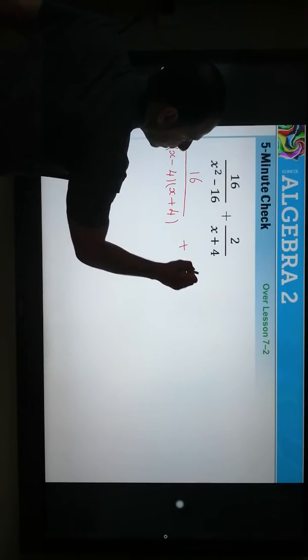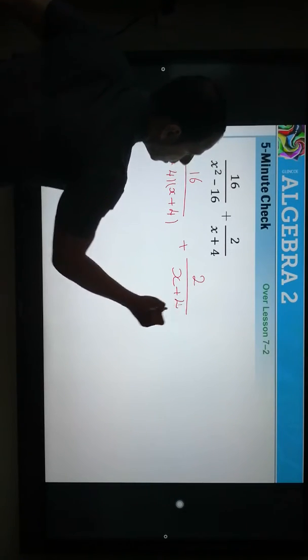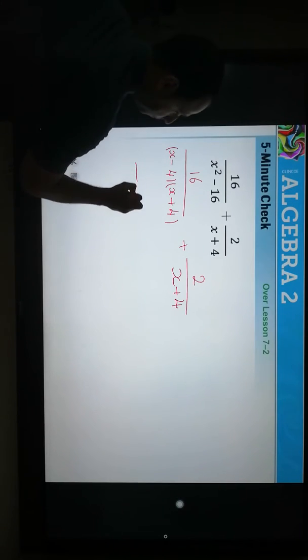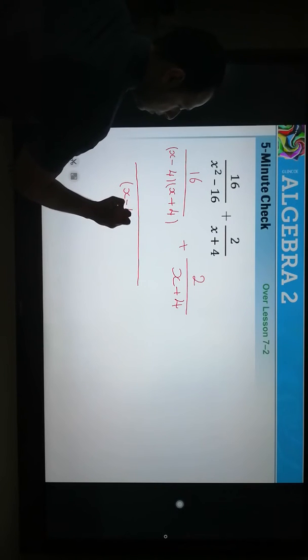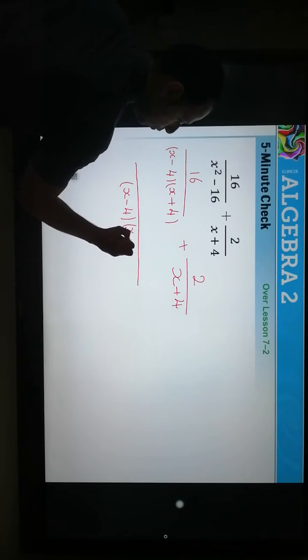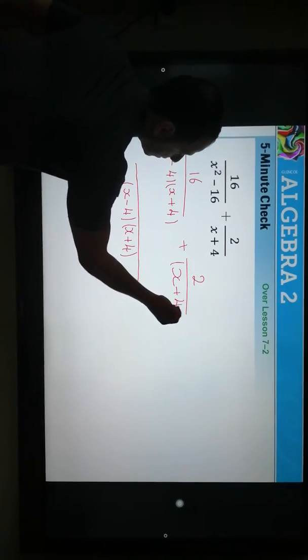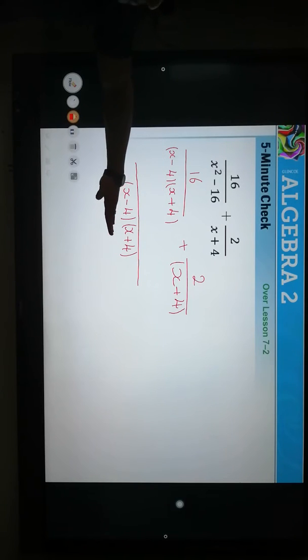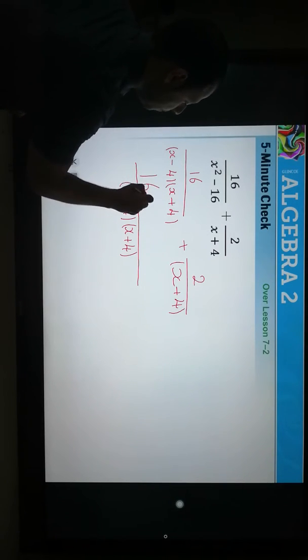We're going to add as it is. The common denominator will be x minus 4, x plus 4, and you write x plus 4 again? No, it's repeated, excellent. So I just write it one time. Now, this denominator becomes the same, so no change on 16. So I write here 16 plus.